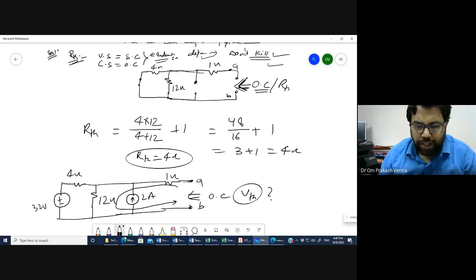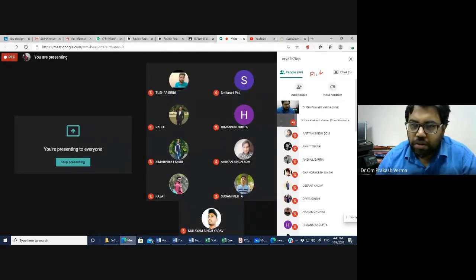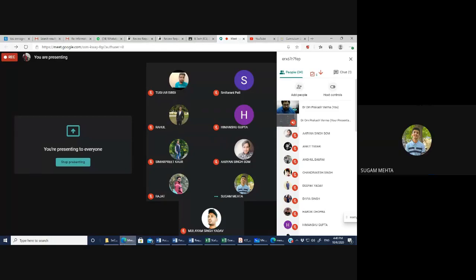Whatever the voltage drop is on the 1 ohm and 12 ohm, the summation is the total VTH. Am I right? Yes or no? You can apply the mesh theorem, or KVL. The voltage drop in this, plus the voltage drop in this, equals the total voltage drop in this loop. Am I right? Yes or no? Any problem? No, sir.